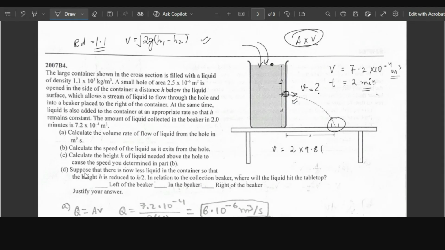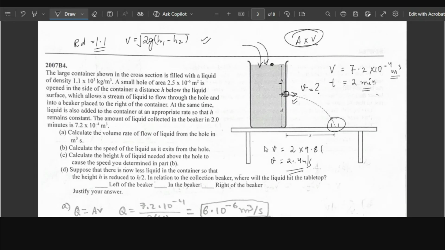So then for part B, I got 2.4 meters per second. For C, I got 0.2939 meters. Nice. Then for part D, what was the question?